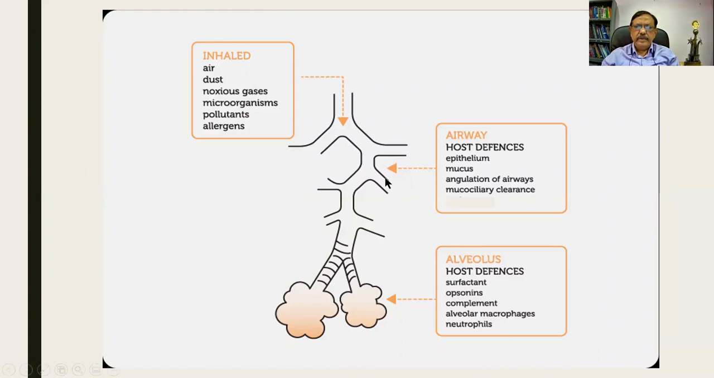This is a schematic representation. One, there are too many branches, so the particle cannot go in very straight. Second, as we had mentioned earlier, there is a ciliated epithelium, mucus, which cause a clearance. Third, at the alveolar level, you will be having the surfactant, various complement systems can come into action, immunoglobulins will be produced, and the macrophages and neutrophils, which we had seen in the previous slide. So this is the basic defense mechanism that we should have in mind.